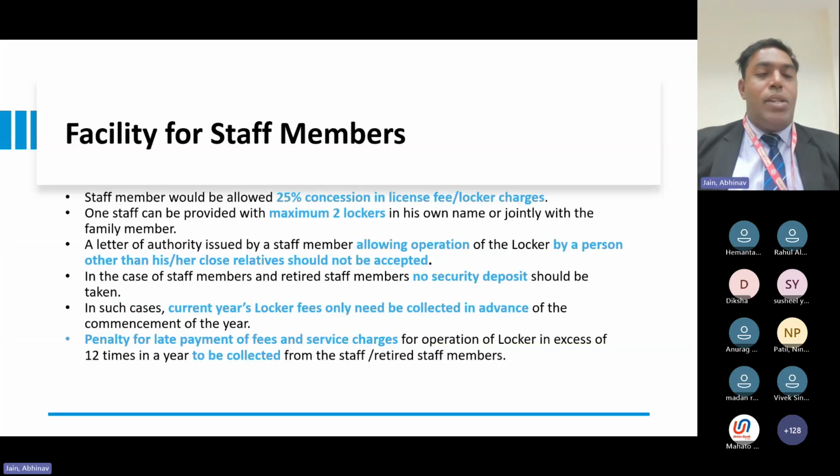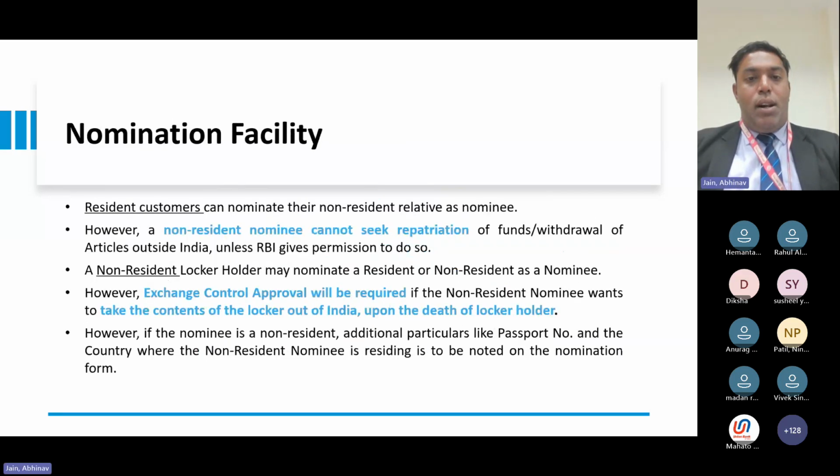Now, what are the extra facilities given to the staff member in case of locker? In case of a non-resident nominee, first of all understand exchange control approval will be required. If the contents are to be taken outside India, exchange control approval would be required. Otherwise, no repatriation is allowed until and unless exchange control approval is there. Apart from that, if somebody is a non-resident nominee, additional details like passport number and country of the non-resident nominee have to be taken in the form while nominating.